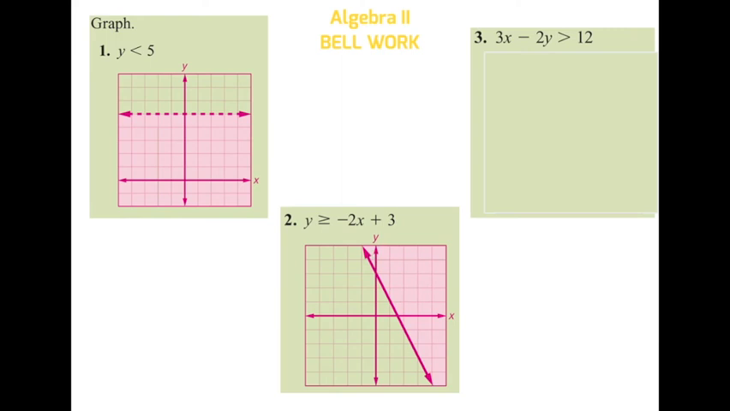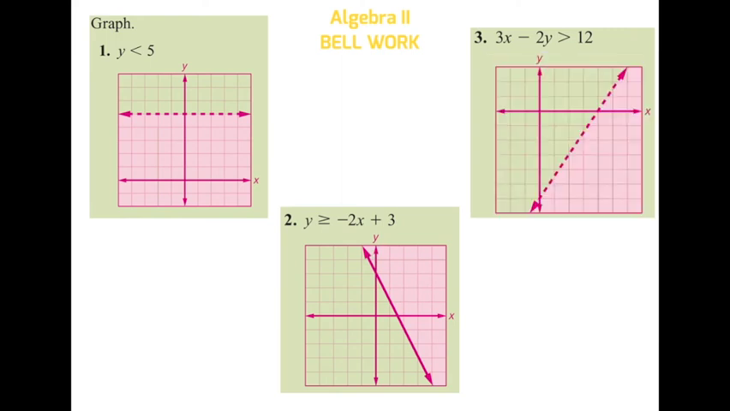This last one was in standard form. So for this one, I would probably find my intercepts. My x-intercept is going to be 12 over 3, which is 4. That's why this is graphed right here at 4. My y-intercept is 12 over negative 2, which is negative 6, which is right here.